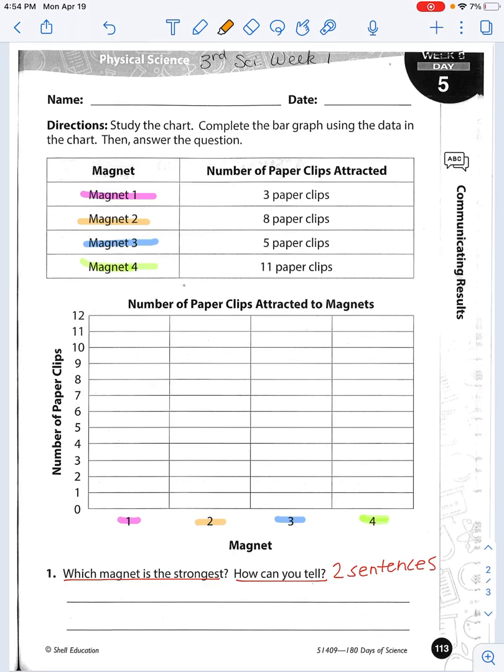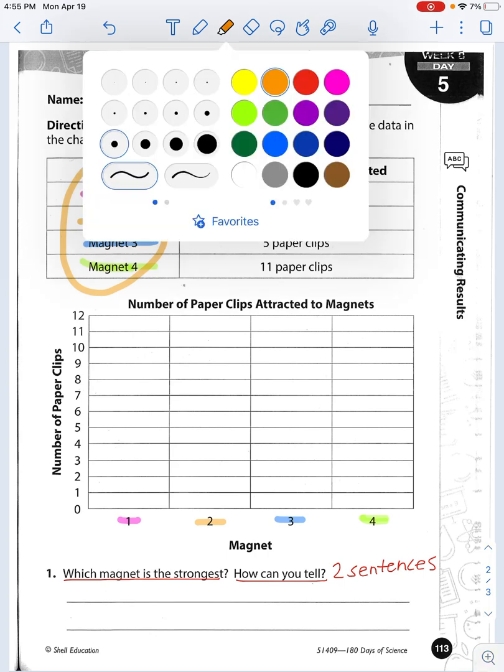Then, once you finish this, you'll move on to page 2. Yes, there's a page 2. You are going to look at the chart and complete a bar graph using the data in the chart and answer the question below. So you will see on this side of our chart, there are magnets 1, 2, 3, and 4. And those magnets attract different numbers of paper clips. So you can see magnet 1 attracts 3, magnet 2 attracts 8, magnet 3 attracts 5, and magnet 4 attracts 11.